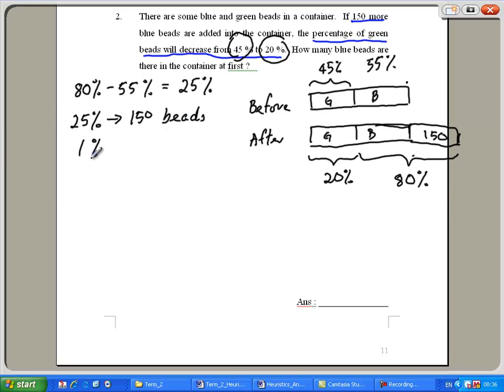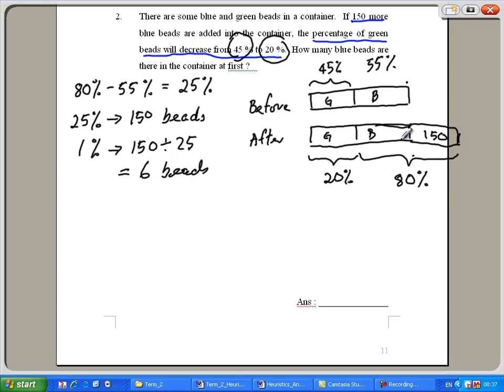Let's find 1%. 1% would be 150 divided by 25. That will give us 6. So 1% is 6 beads.